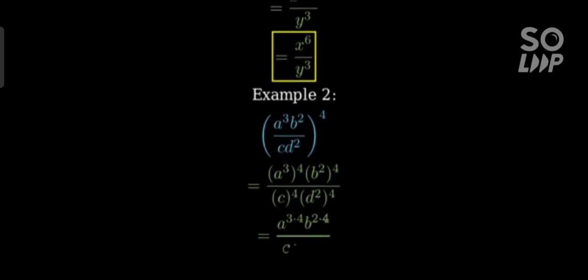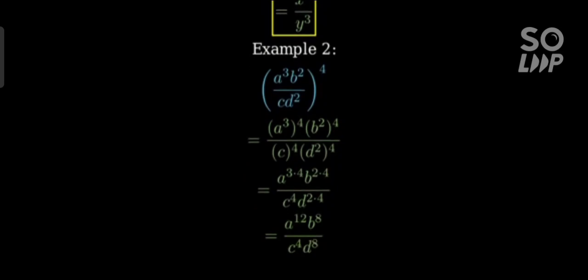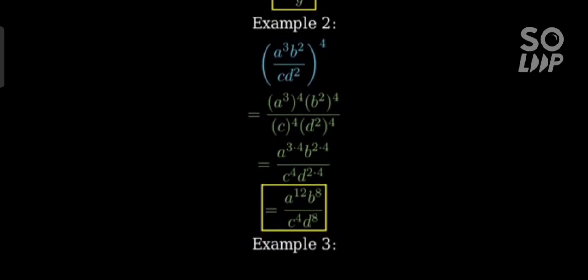In the numerator, a cubed becomes a to the 12th, and b squared becomes b to the 8th. In the denominator, c becomes c to the 4th, and d squared becomes d to the 8th. Our final answer is a to the 12th times b to the 8th, over c to the 4th times d to the 8th. Let's look at one more example involving negative exponents.